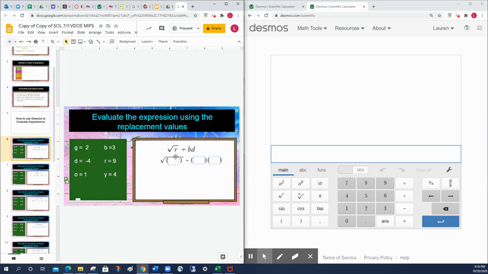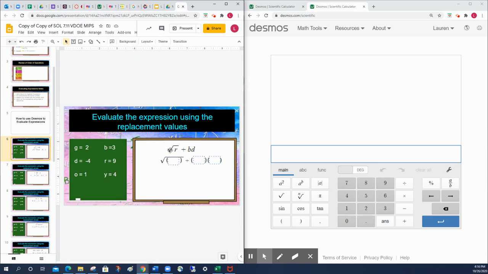So we have the square root of r plus bd. So bd is the same as b times d. When you have two variables together, it's just showing that they're multiplied. All right, next, we want to use our key right here. This green box is our key. So this is like the when x equals 4 kind of thing.